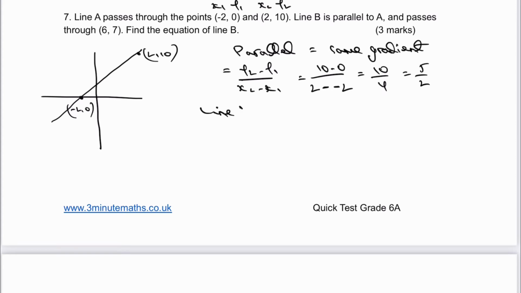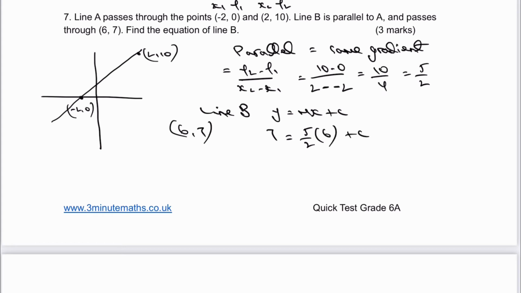Okay, I'm going to leave it as a fraction, because if I want to find the equation of line B, I'm going to use the format y equals mx plus c, where m is the gradient and c is the y-intercept. Well, I know the gradient is going to be 5 over 2. I also now know that I've got a line that passes through 6,7, so therefore I've got my value of x and my value of y. So I can say 7 equals 5 over 2 times my value of x, which is 6, plus c.